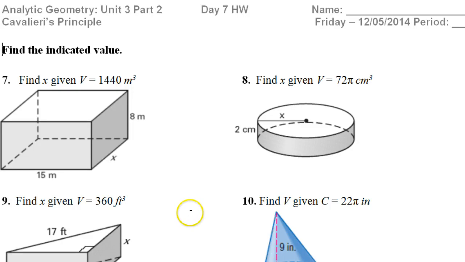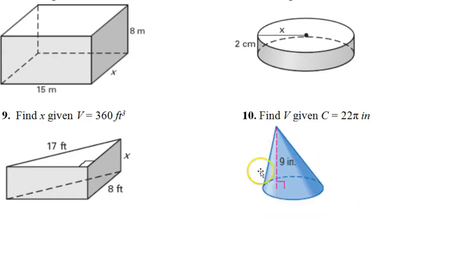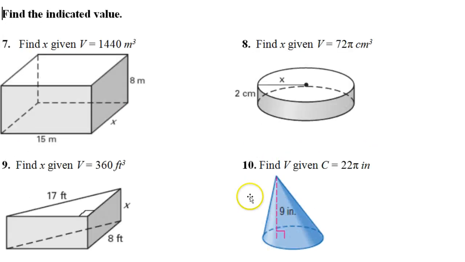Alright, this is part 2 of our lesson dealing with the volume of prisms and cylinders and cones and pyramids. We haven't seen any pyramids, but anyway, in this lesson we are going to focus on working backwards. So, instead of just asking you to find the volume, which is easy enough, for the first few problems, I'm going to give you the volume and ask you to find something else, like a radius or a height or a length.